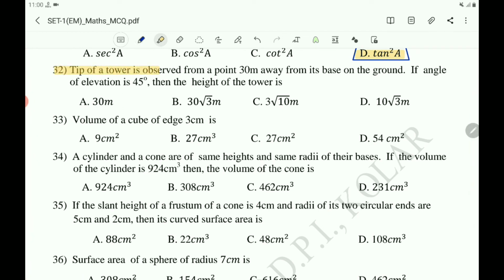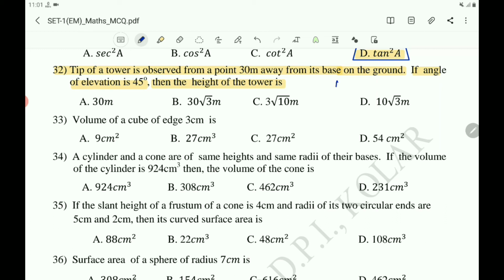Then you take question number 32. Tip of a tower is observed from a point 30 meter away from its base on the ground. If the angle of elevation is 45 degree, then the height of the tower is. This type of question is discussed earlier in the previous videos. You go through that video, you can practice this type of questions and their solutions.